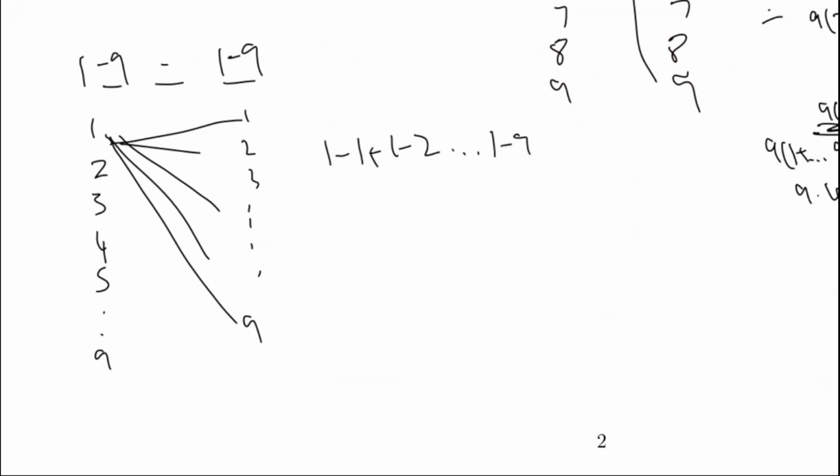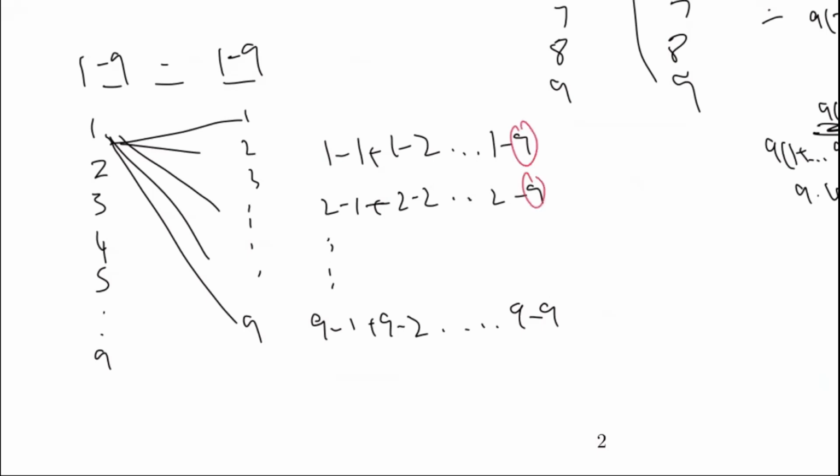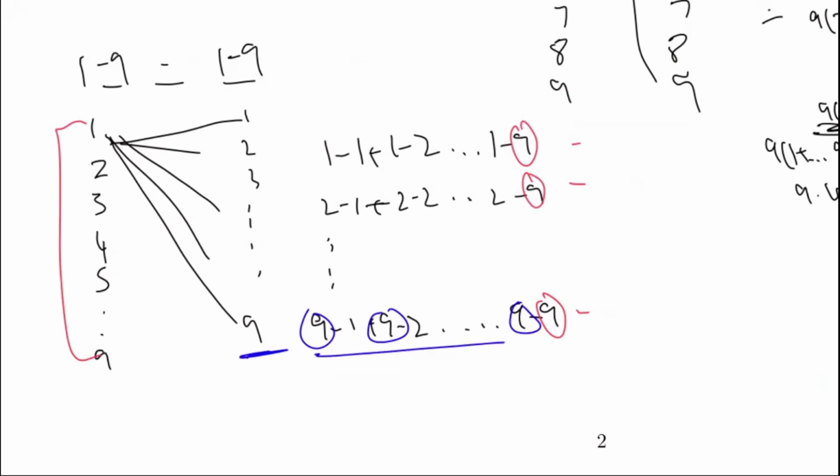And I'll do the same thing for all the numbers. So 2 minus 1 plus 2 minus 2 all the way until 2 minus 9. And I'll keep doing that until 9 minus 1 plus 9 minus 2 all the way until 9 minus 9. And we notice a bit of a unique pattern. So this 9 shows up 9 times, because I'm going to be doing this for 9 separate cases. But so will this 9 show up 9 times, because there's, again, 9 numbers right here. So there's 9 plus 9s, and there's 9 minus 9s. So this is just going to be 0.